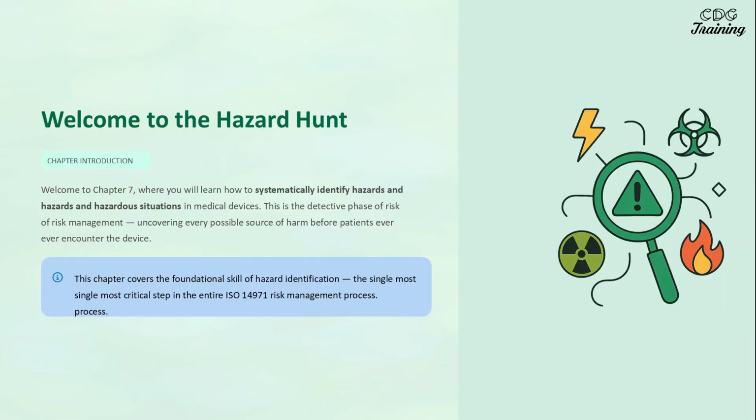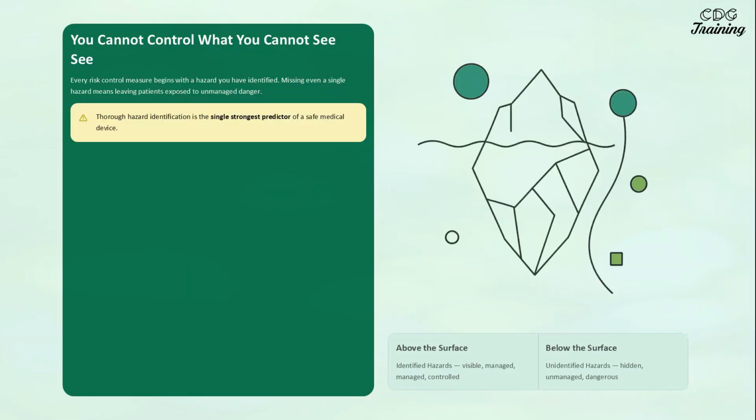In this chapter, you'll learn to systematically identify hazards and hazardous situations. This detective phase of risk management uncovers potential harm before patients encounter the device, making it the most crucial step in the ISO 14971 risk management process. Every risk control measure begins with a hazard you've identified. Missing even a single hazard means leaving patients exposed to unmanaged danger. Thorough hazard identification is the strongest predictor of a safe medical device.